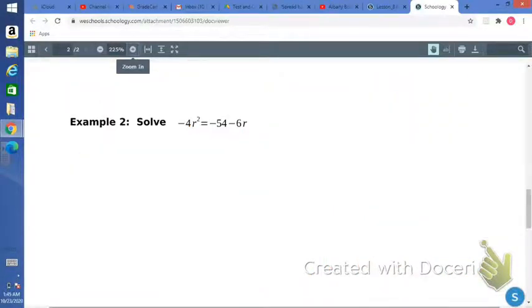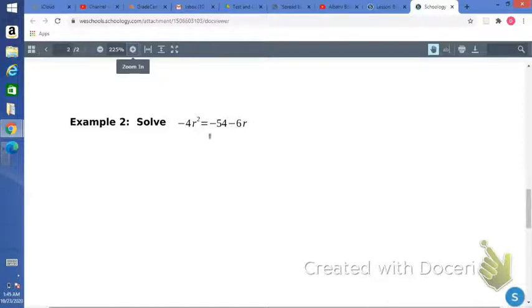Okay, in example 2, we want to solve negative 4r squared equaling negative 54 minus 6r. So what you notice here is that this equation is not written in standard form, so we have to put it in standard form. So we're going to get everything on one hand side of the equal sign. So I could move the negative 4r squared to the right, but I would just want to deal with one where your a happens to be negative, and how you would handle that.